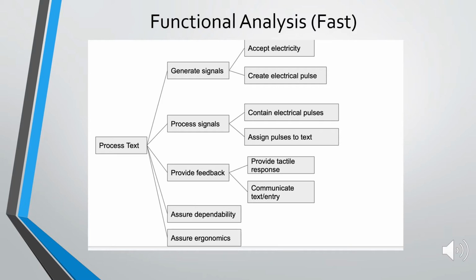It needs to process signals, and based off of that, it needs to contain these electrical pulses and then assign pulses to text or to letters or numbers. And then it needs to be able to provide feedback, and that includes providing a tactile response and then communicating the text or an entry.